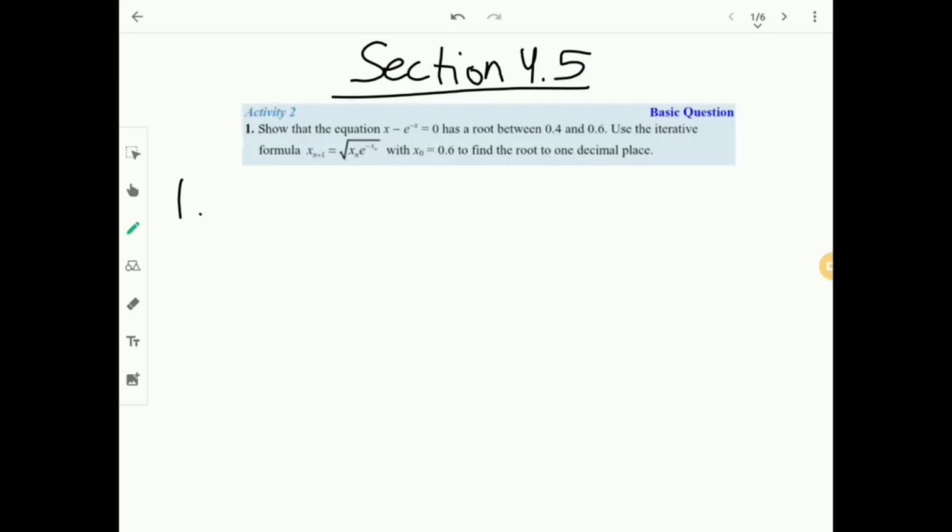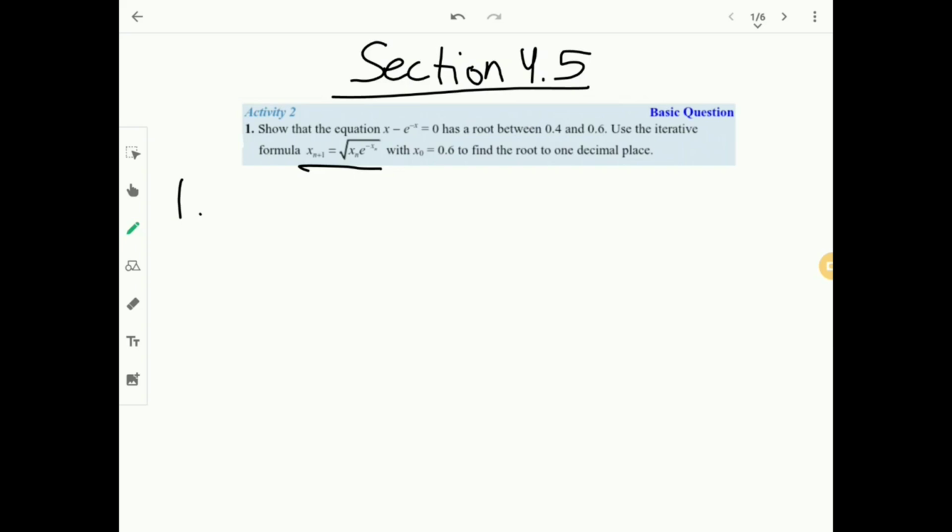Show that the equation x minus e to the minus x equals 0 has a root between 0.4 and 0.6. Use the iterative formula xn plus 1 equals the square root of xn e to the minus xn with x0 given to be 0.6 to find the root to 1 decimal place. Okay, I'll give you guys a few seconds. You can solve and then we'll check together.